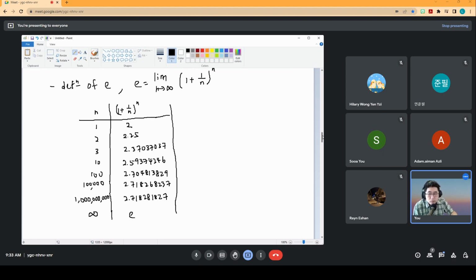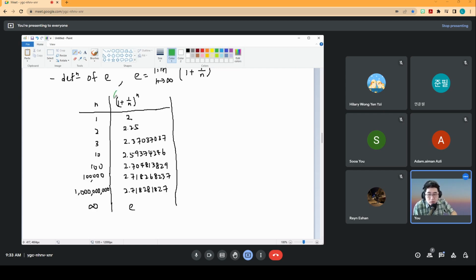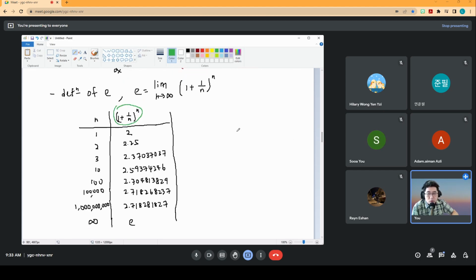This thing here is a behavior that happens in our society, in our real world. It happens in biology, it happens in econs. This is the reason why e happens around us. So e is defined as the limit of n goes to infinity of (1 + 1/n)^n. Alternatively, we also have e^x defined as the limit of n goes to infinity of (1 + x/n)^n.